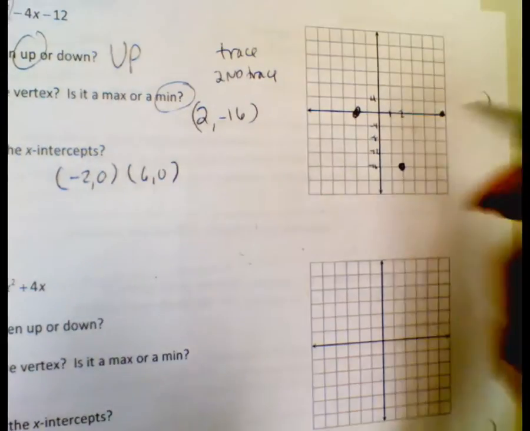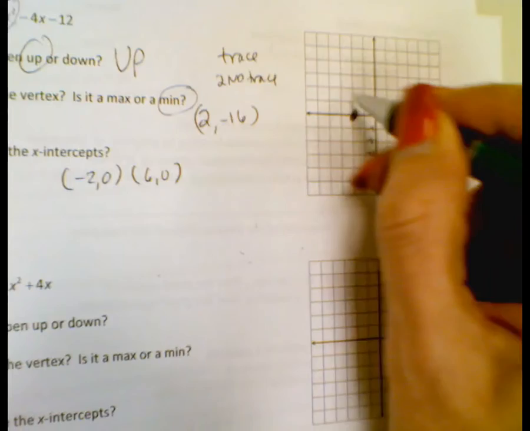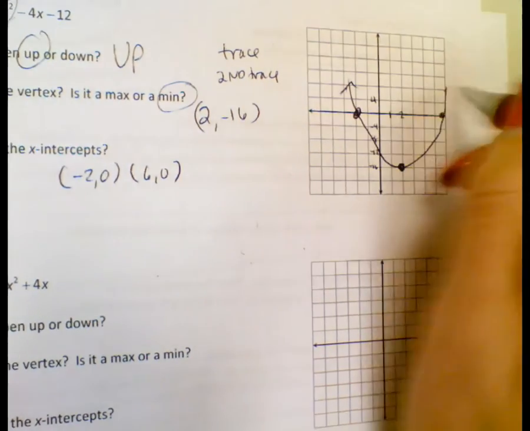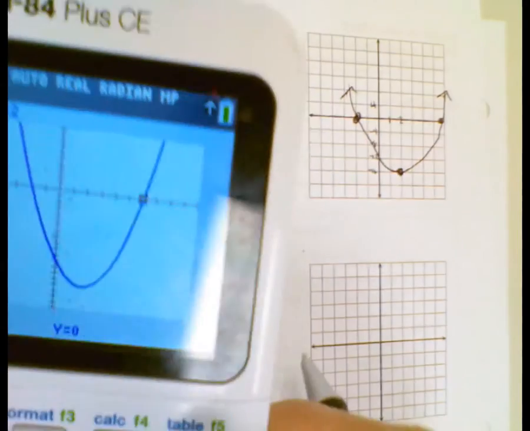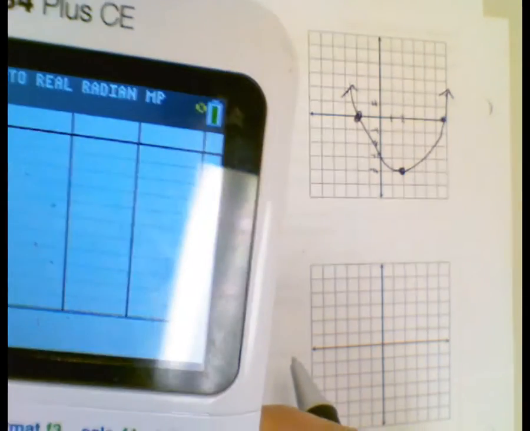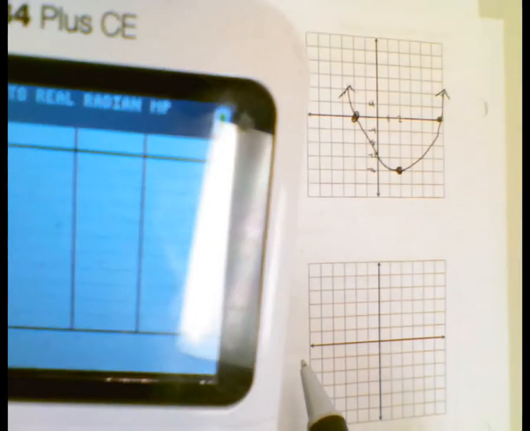You see it? 6 and 0. So then you just go ahead and graph your parabola. And if I wanted more points on this, I could have gone to the t-table and just grabbed some points. So find that ordered pair. Remember that ordered pair was, the vertex was 2, negative 16. Let's see if we can find that.